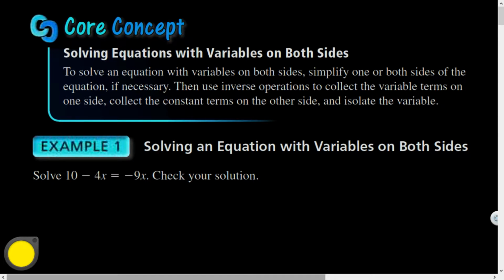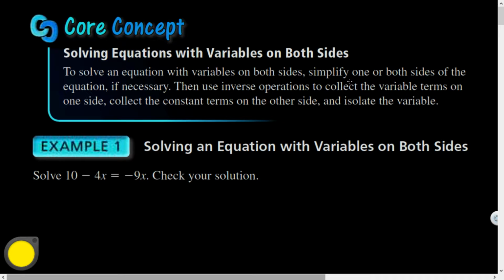We are talking about solving multi-step equations again with one added step. What happens if your variables are on both sides of the equal sign? What? Okay, here's what we're going to do. Solving equations with variables on both sides. To solve an equation, this is the book strategy.